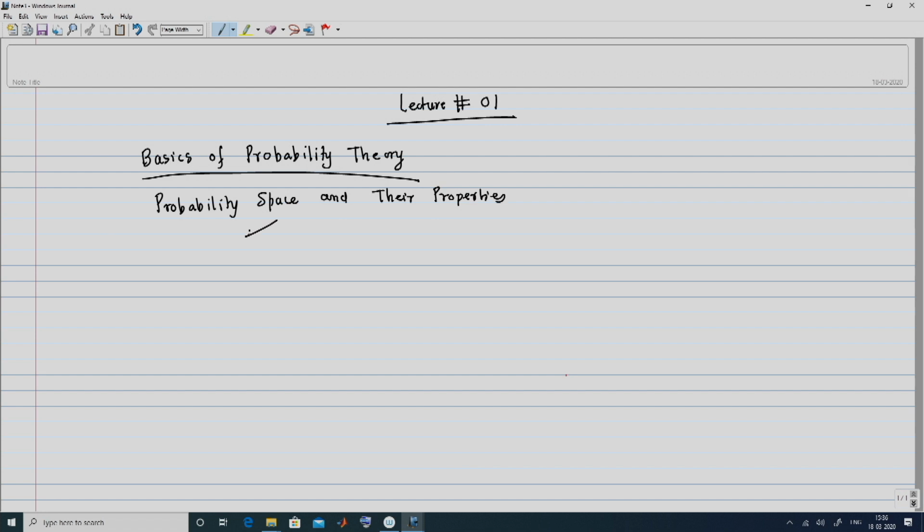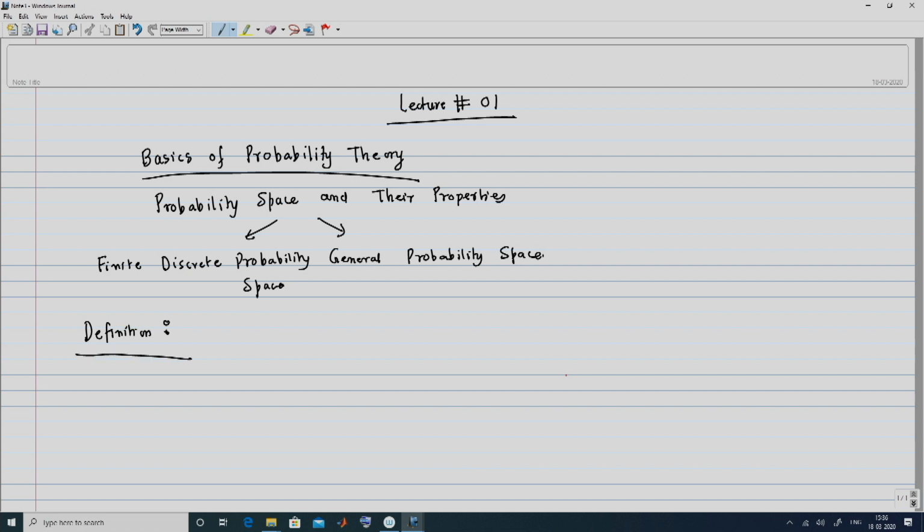We will first look at the finite discrete space, and then we will look at a general probability space. So, finite discrete probability space. We start off with a definition of what is a finite probability space.